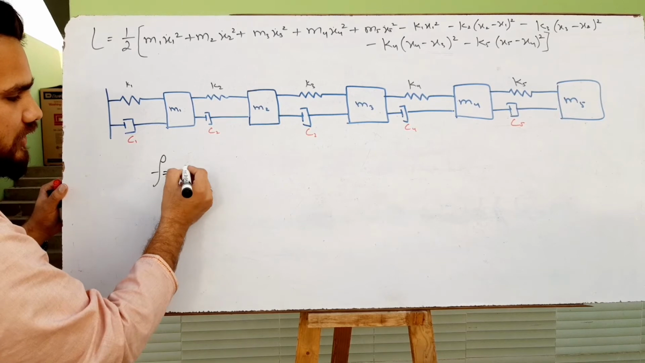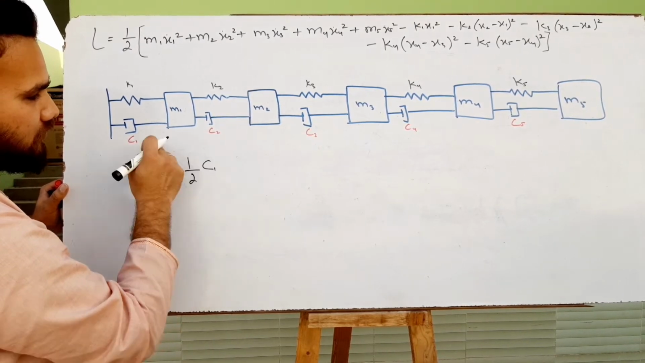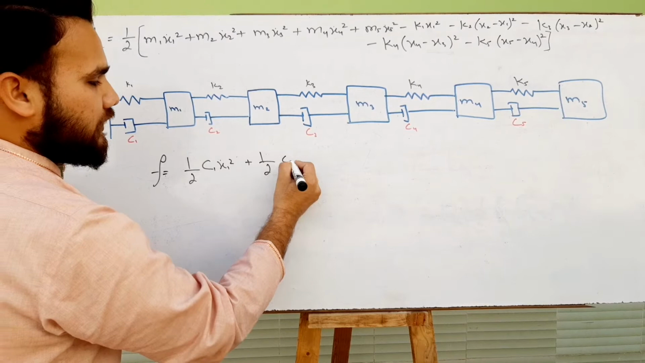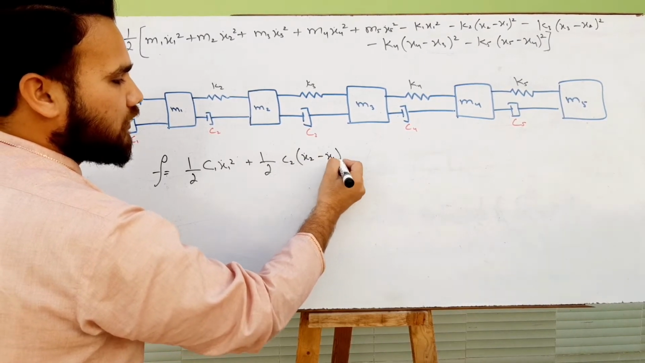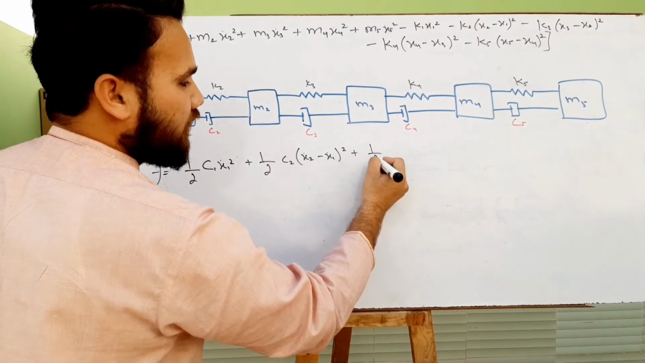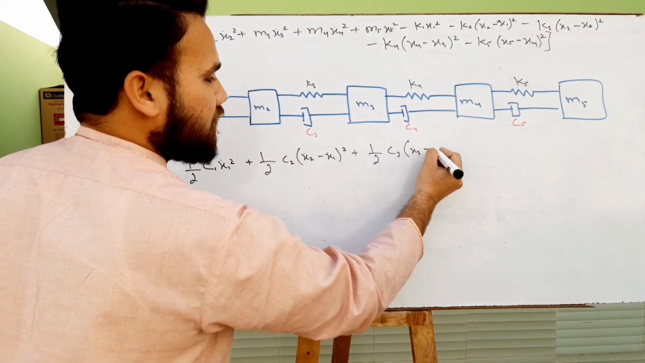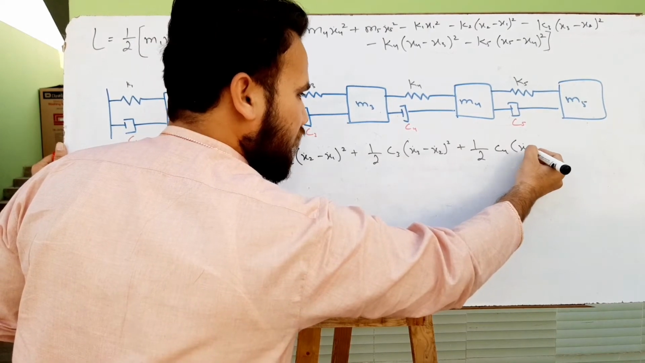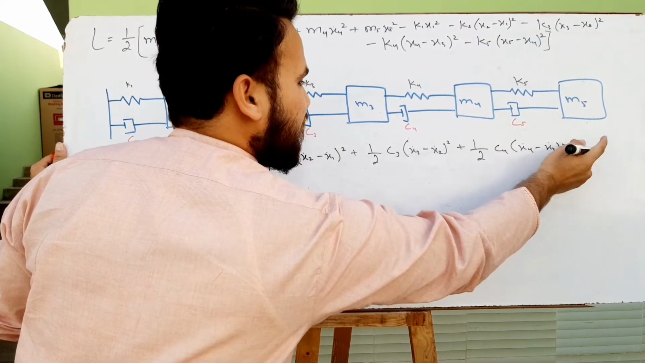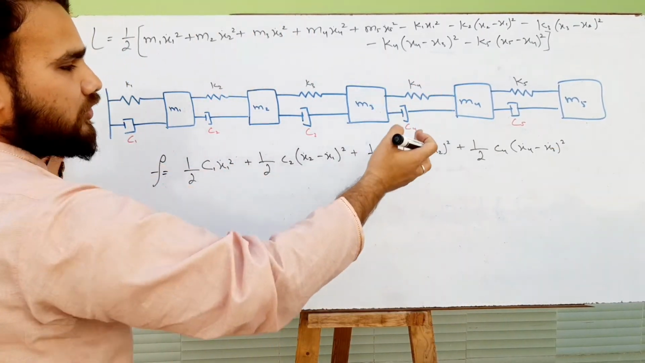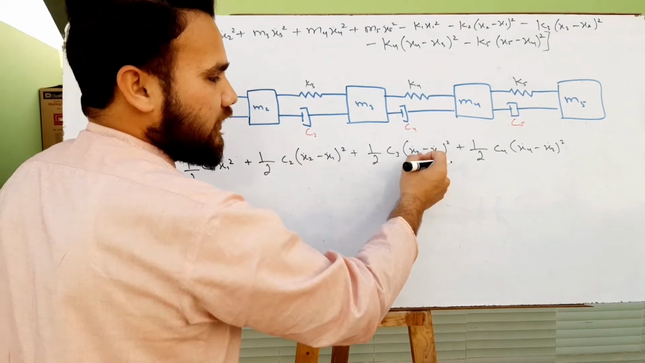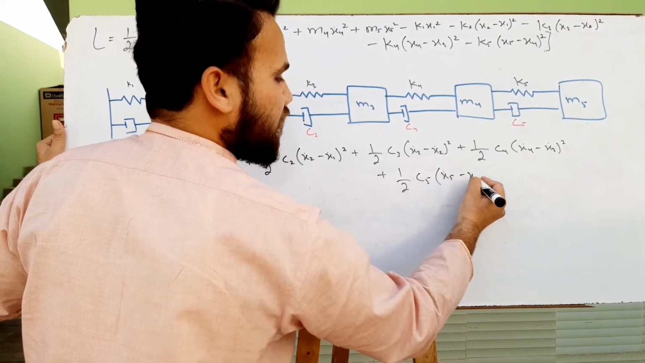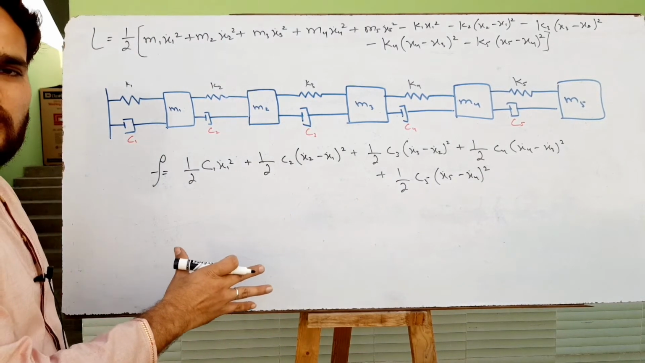So this Rayleigh dissipation function can be written as half c1, the coefficient of damper 1, x dot 1 squared plus half c2 x dot 2 minus x dot 1 whole squared plus half c3 x dot 3 minus x dot 2 whole squared plus half c4 x dot 4 minus x dot 3 whole squared. It is basically the same as Hooke's law, but here it is a difference of velocities, plus half c5 x dot 5 minus x dot 4 whole squared. So this is the Rayleigh dissipation function.